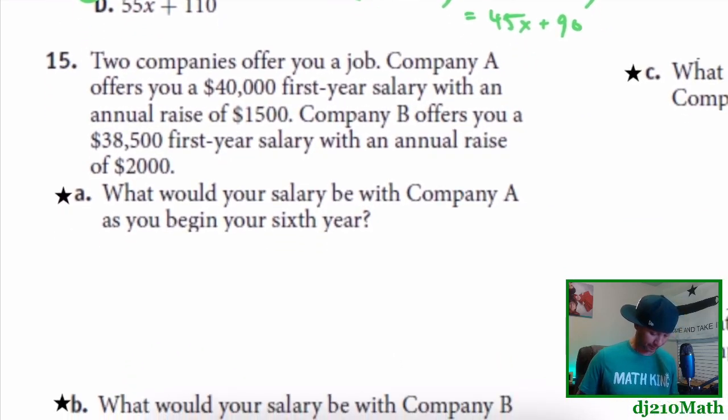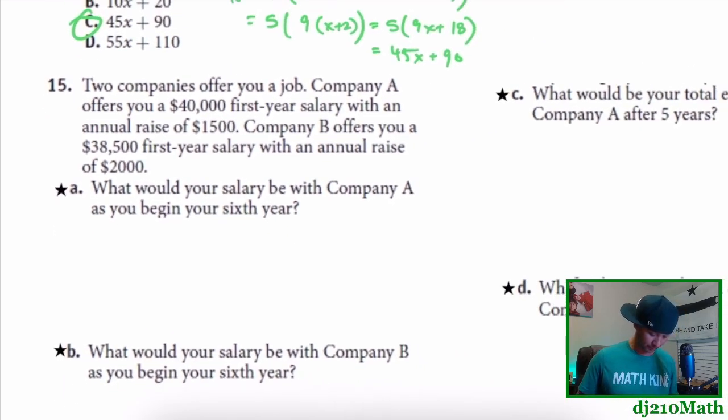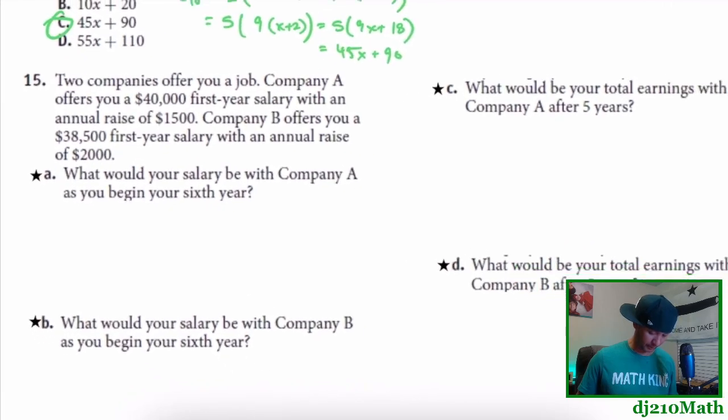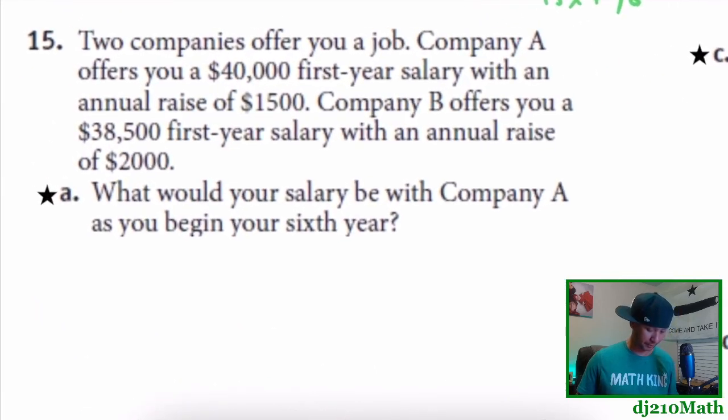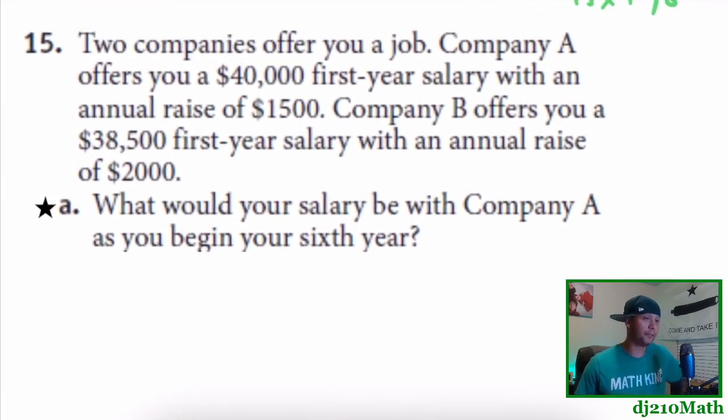Okay. A, B, C, and D. Okay, so I'm guessing this all revolves around this problem here. So 2 companies offer you a job. Company A offers you $40,000 first year salary with an annual raise of $1,500. Company B offers you $38,500 first year salary and an annual raise of $2,000. What would your salary be with Company A as you begin your 6th year?